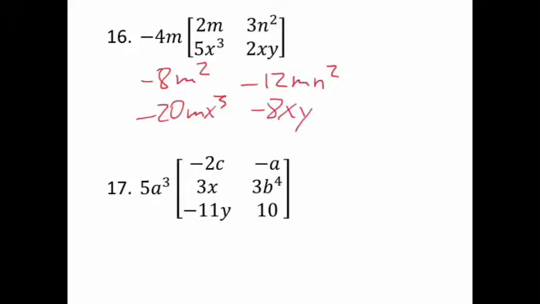And then 2xy times the negative 4m is going to give us negative 8xy. And let's put the m part first: m, x, y. And that is my whole matrix. And then we just got our last one here. You're going to take each of these pieces and multiply by what's in front.